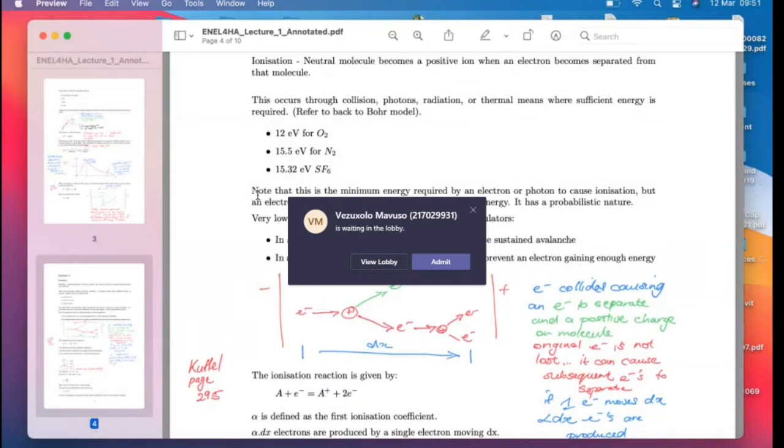Right, again, that minimum energy is just the minimum energy required to cause ionization, but ionization may not happen. It is probabilistic in nature. So an electron could bounce into a molecule, it could impart all of the energy, it could impart half, it could impart none.